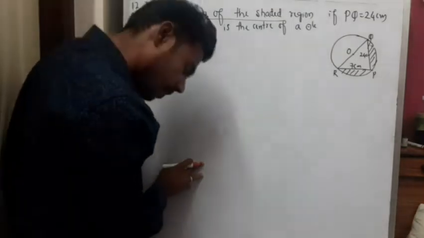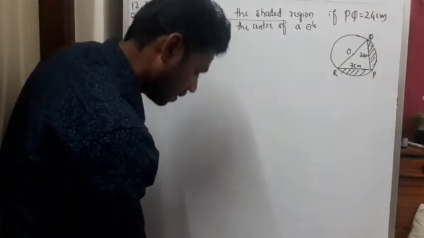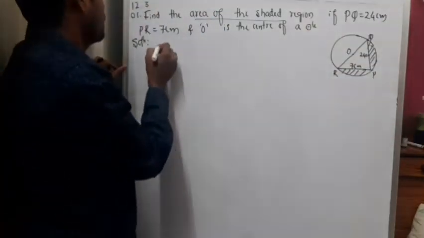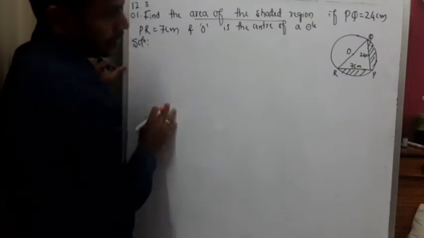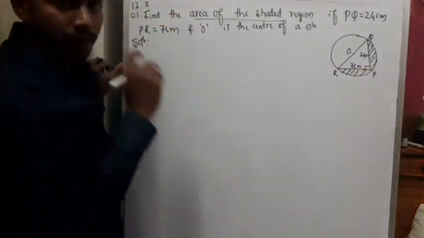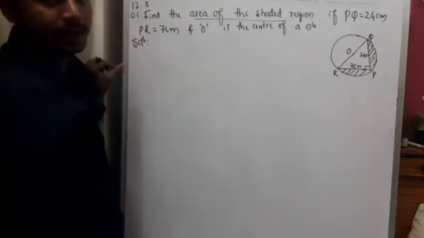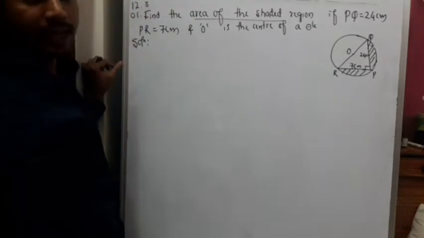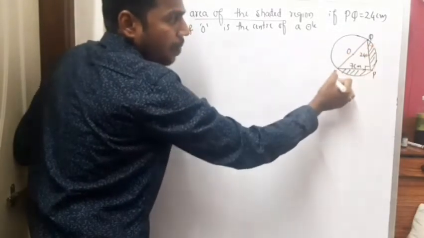PQ is 24 and PR is 7 centimeter. Okay, now what we need to do? We will do one thing. Angle in the semicircle will be equal to 90 degree. So RPQ is the angle in the semicircle. Angle in the semicircle will always be equal to 90 degree. So if this is 90 degree, this will be the hypotenuse.